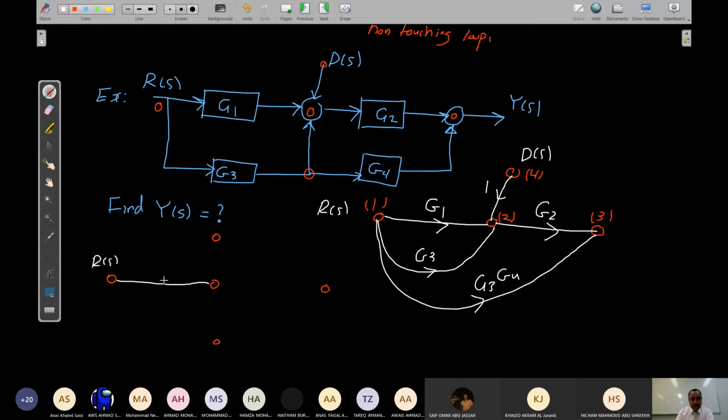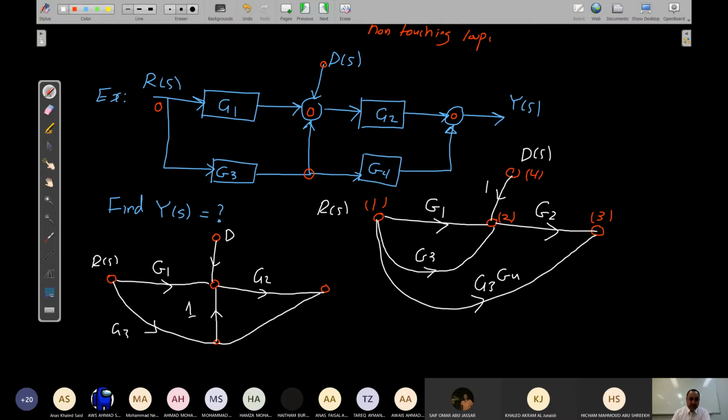This will be the first branch with again G1. This will be the second branch connecting D to this node. And after that, here I'm having G2. Then I'm having a connection between R and this node with G3. Then here I'm having a connection with one unity. And here I'm having a connection with what? G4. With G4 connection, correct? Correct.